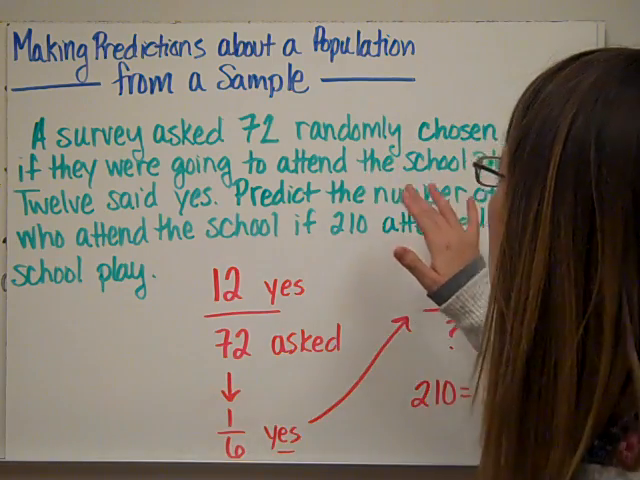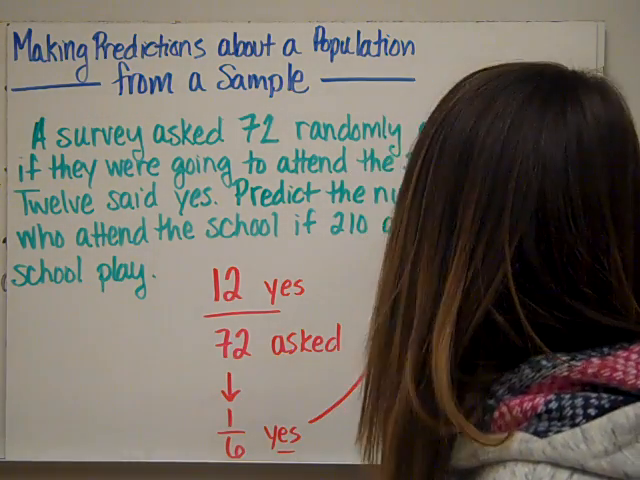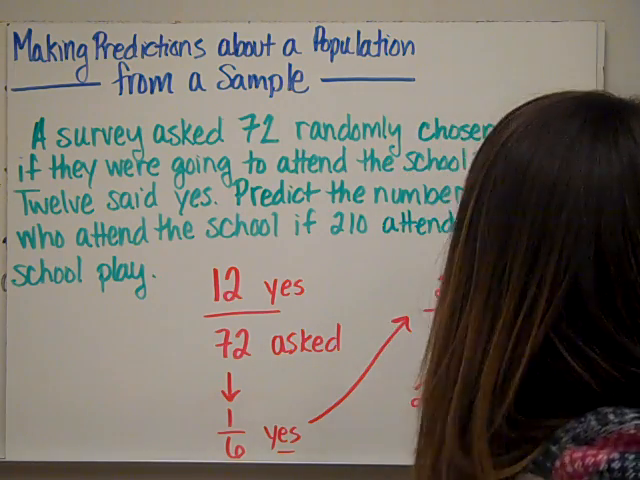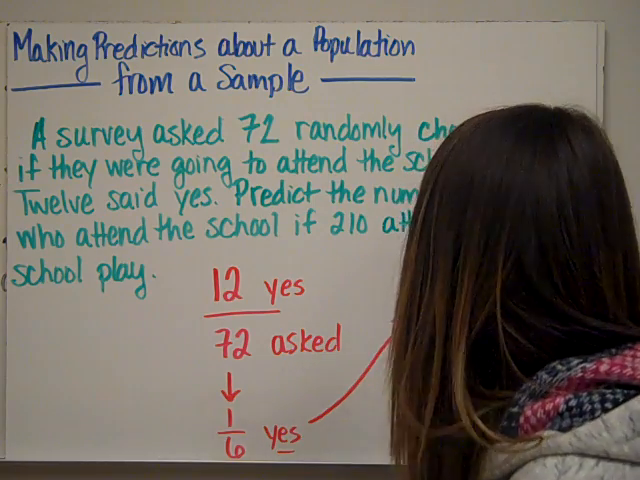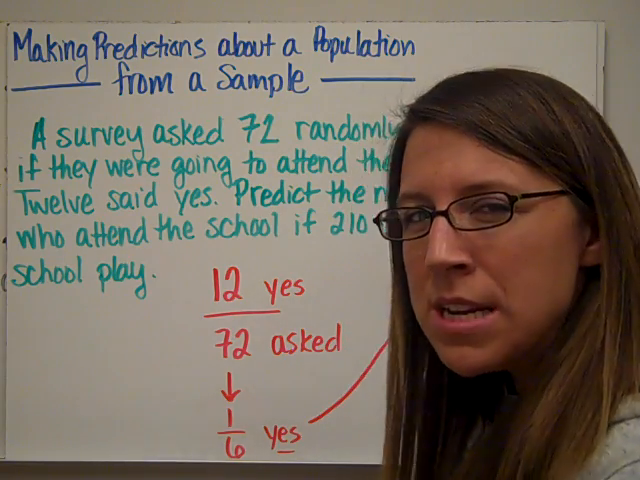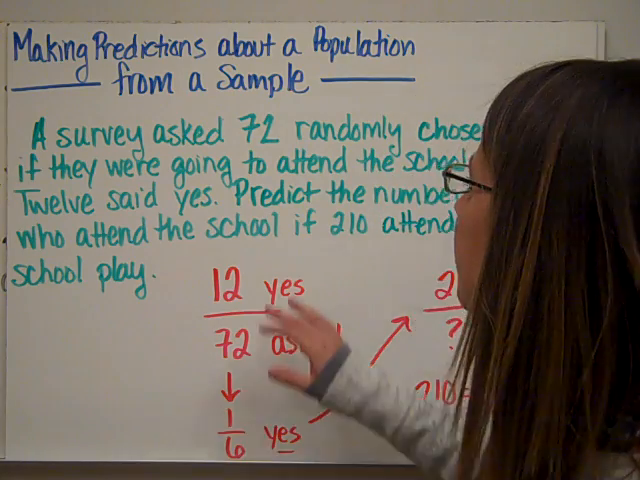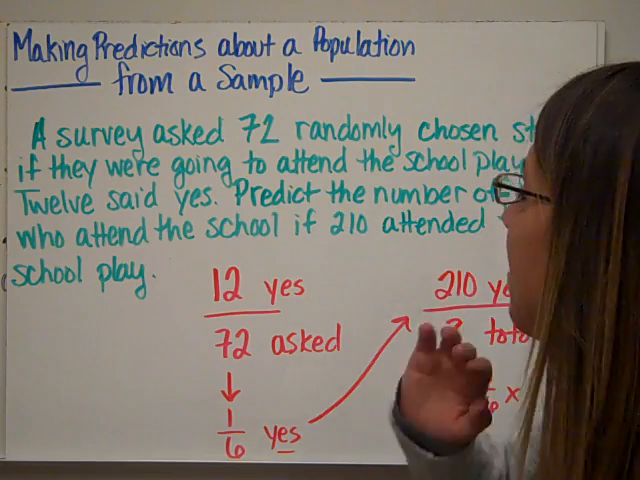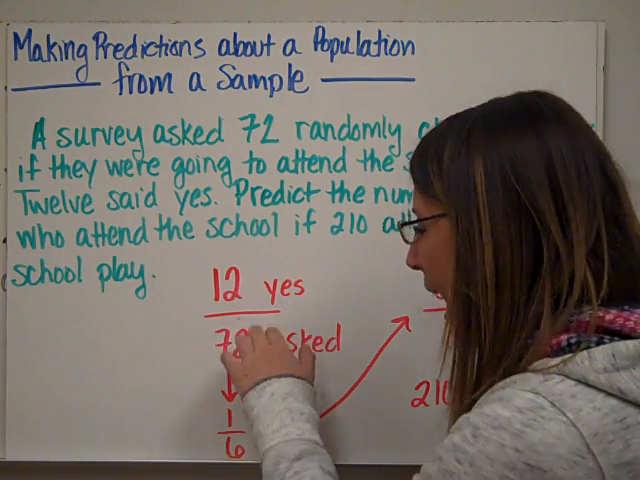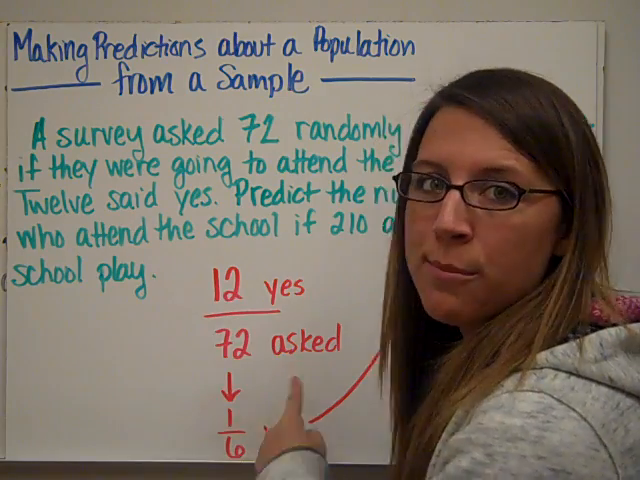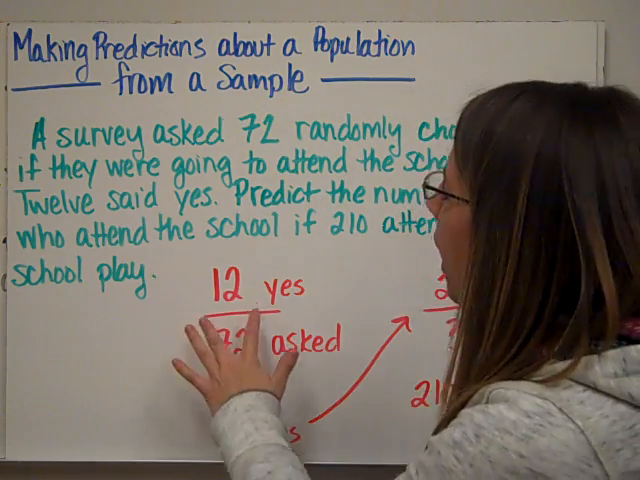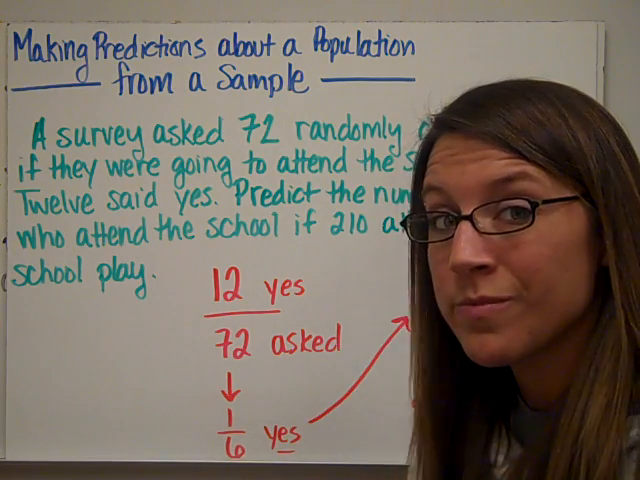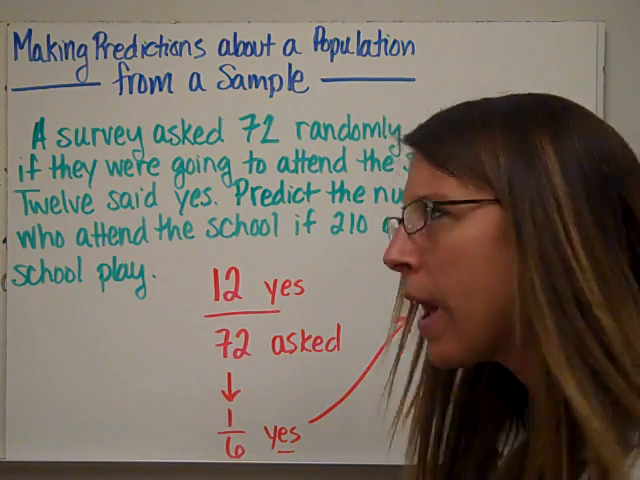A survey asked 72 randomly chosen students if they were going to attend the school play. 12 said yes. Predict the number of students who attend the school if 210 attended the school play. So we've got a few things going on here. 72 students were randomly chosen. That's good. 12 said they were going to go. So 12 out of 72 said yes, I'm going. 72 surveyed, 12 said yes. 12 out of 72, that's 1/6 of those students who said yes. Okay, so 1/6 of the total, okay?